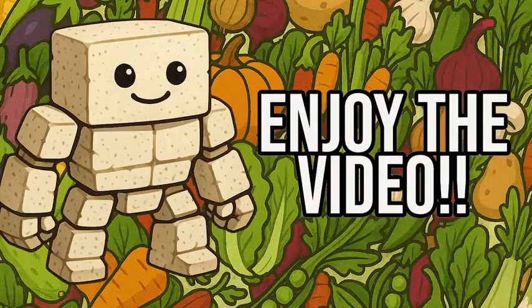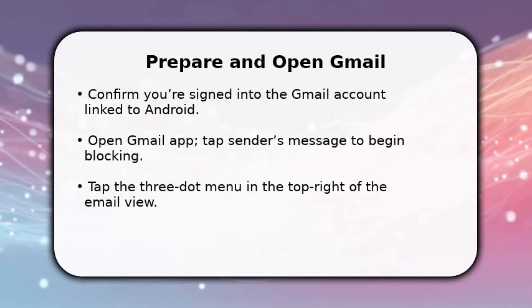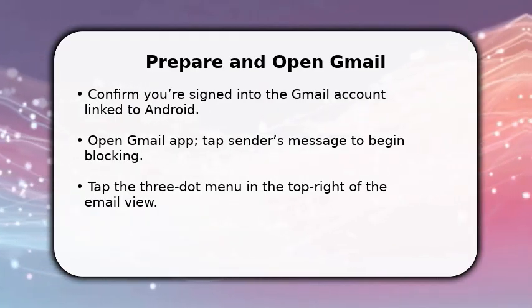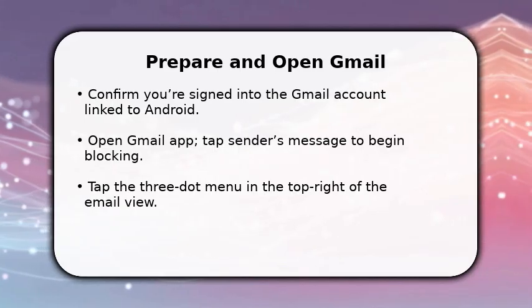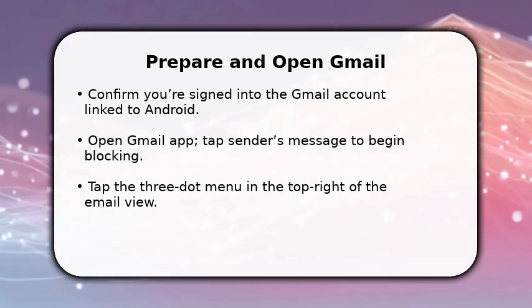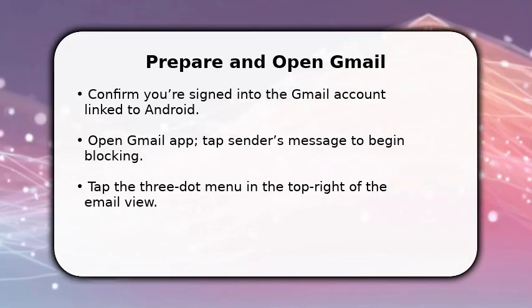Please enjoy the video. You'll start by making sure you're in the correct Gmail account on your Android device. This ensures you block the intended sender and avoid accidental blocks. Once you've opened the Gmail app, locate and open a message from the contact you want to block.